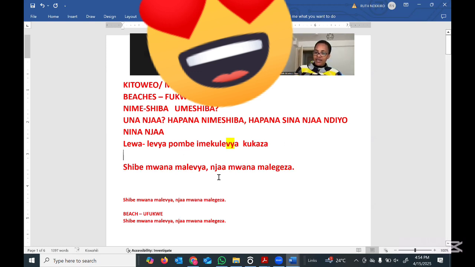Shibe mwana malevya, ja mwana malegeza. Shibe, when you are full, you're like drunk. You feel like you're drunk. But when you are hungry, you feel like you're too weak. Yeah, you're too weak. So the lesson behind it, culturally, they just want you to be moderate. Don't do anything exceeding. If you're hungry, find something to eat, but don't eat to a point of you're full, you can't even do anything.